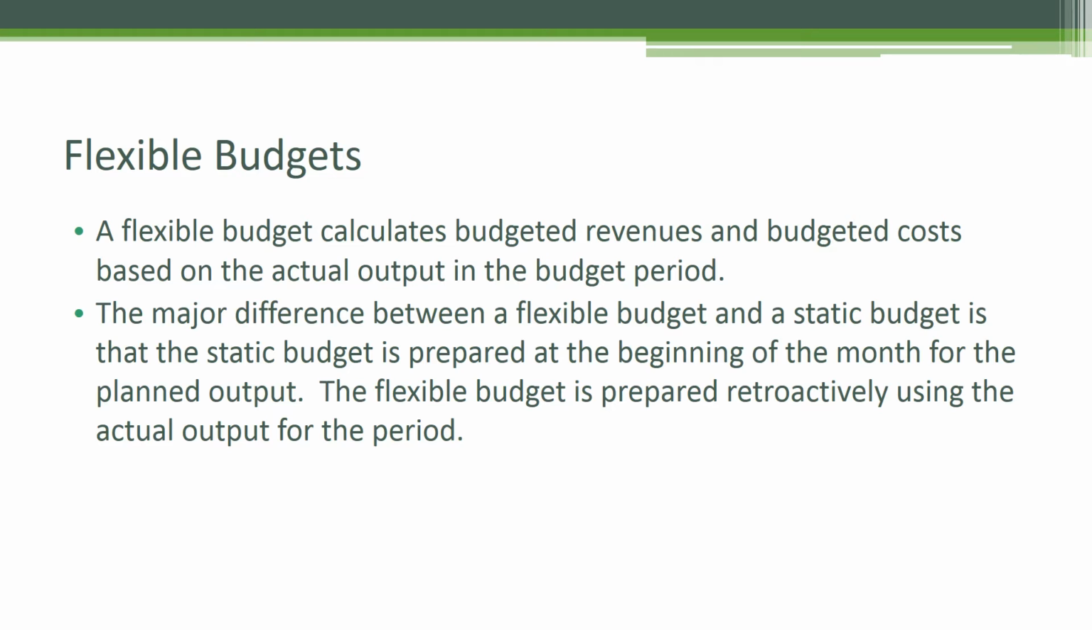A flexible budget calculates budgeted revenues and budgeted costs based on the actual output of the budget period. The major difference between a flexible budget and a static budget is that the static budget was prepared at the beginning of the month for the planned output. Meanwhile, a flexible budget is prepared retroactively using the actual output for the period.